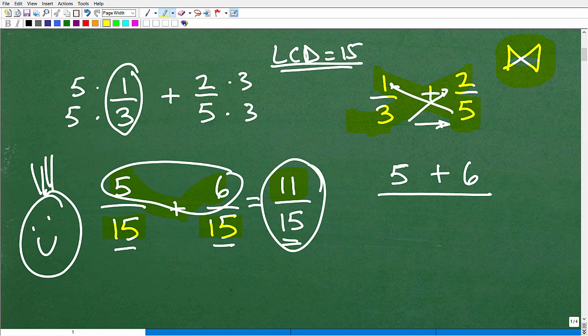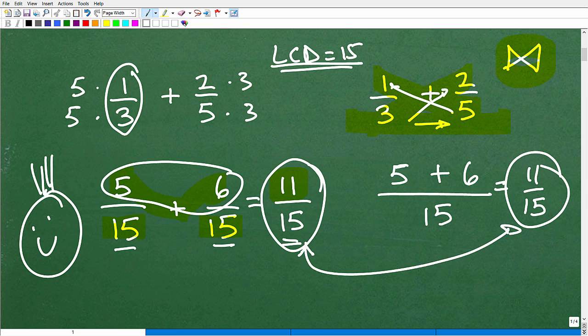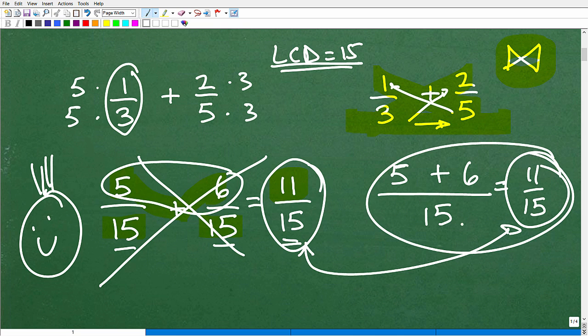We go this way, all right? 3 times 5, of course, is 15. And look at that. We have 11 over 15. How awesome is that? They're the same answer, okay? So some of you might like this. Oh, forget this way. This way is so much easier. I'll do this all the time.